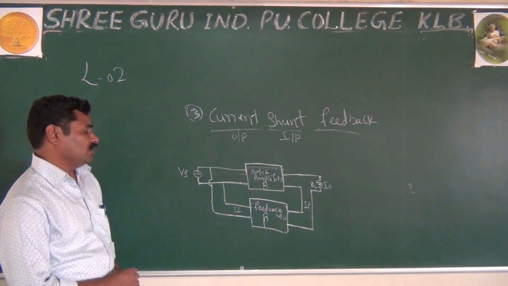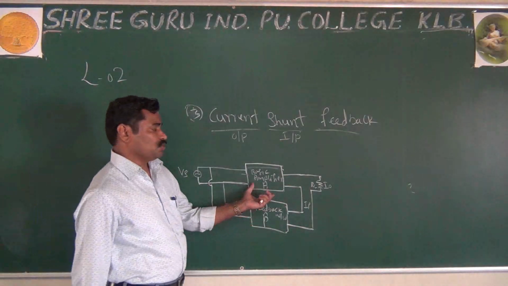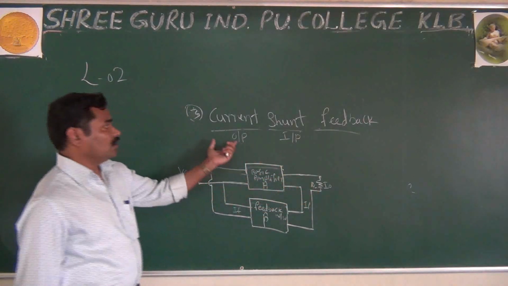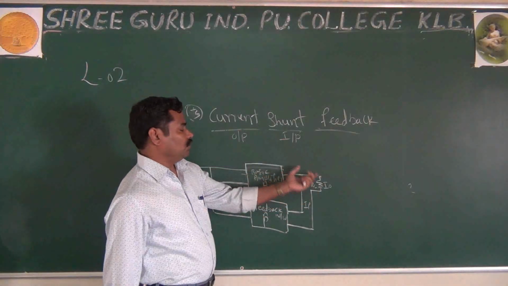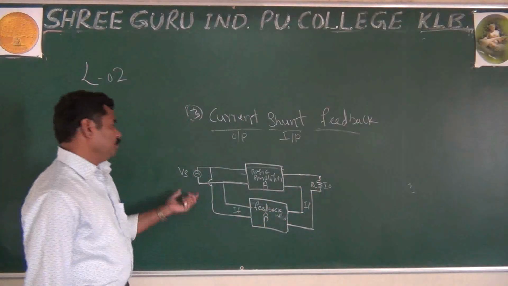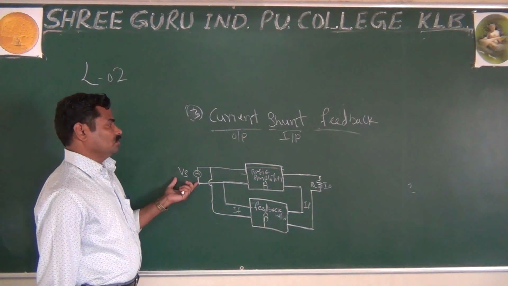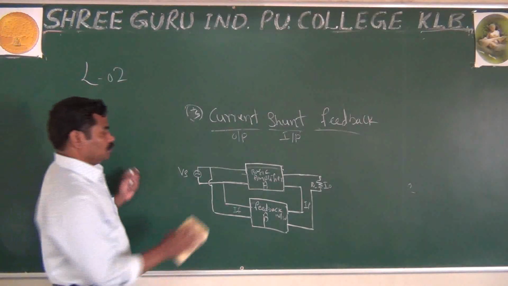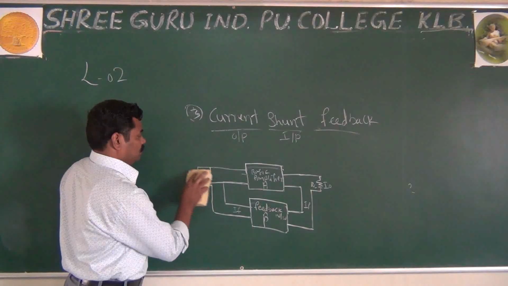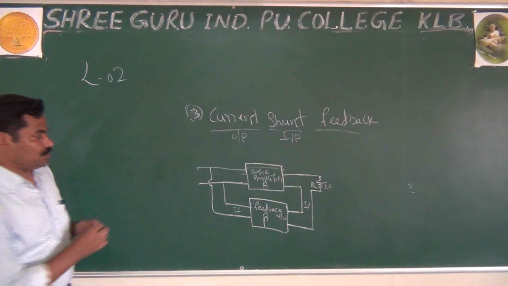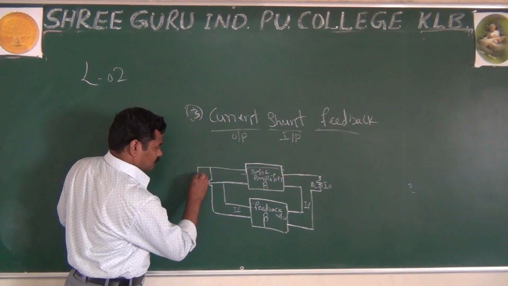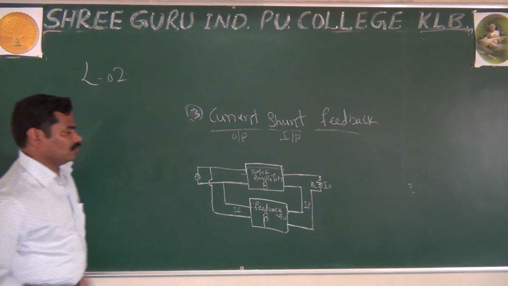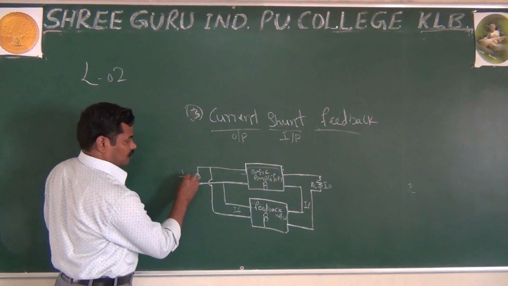And another important thing here is, it is also called the current shunt, nothing but in the output you measure the current, in the input you have the voltage. Sorry, shunt nothing but use the current. This is called IS. It means, once again, repeat.